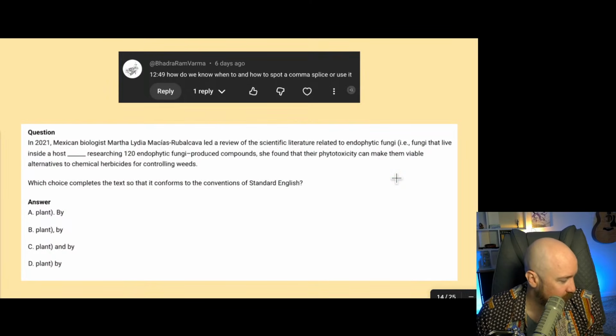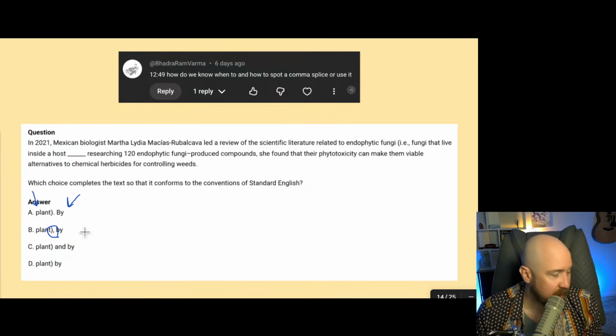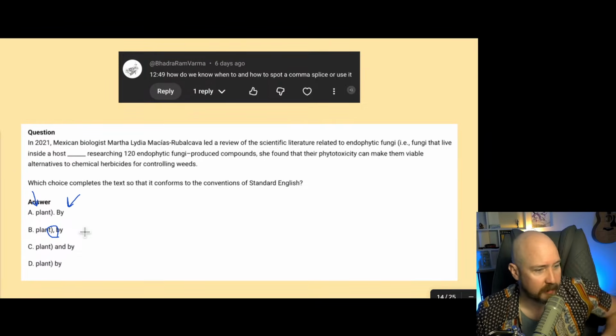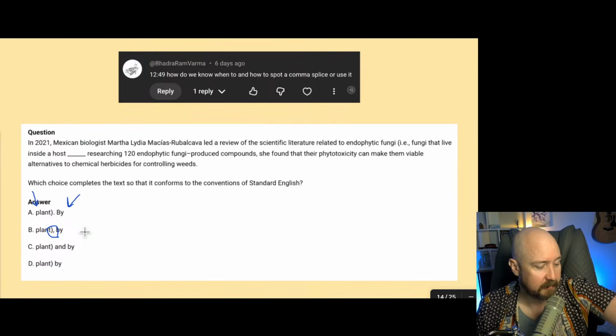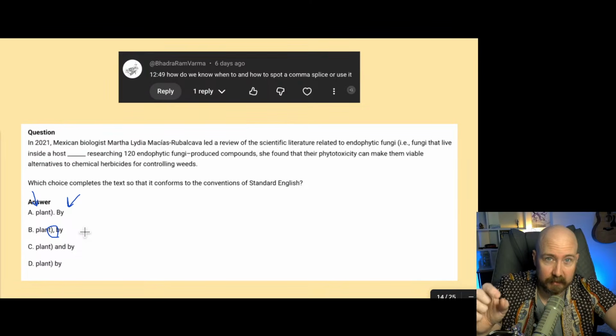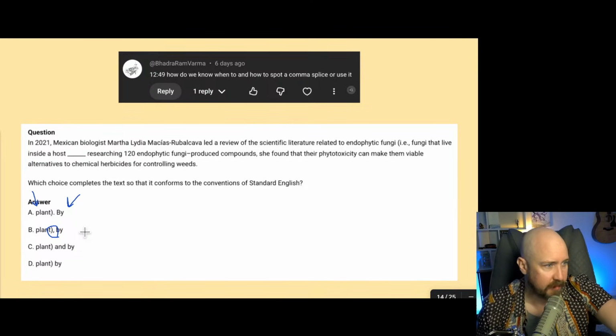For example, the one that we went over earlier, choice B here would be a comma splice, right? Because you remember we had two full sentences. So just be on the lookout for comma splices. They're super common, and if you can find them, it's a really easy way to say, well, this isn't the right answer. All right.